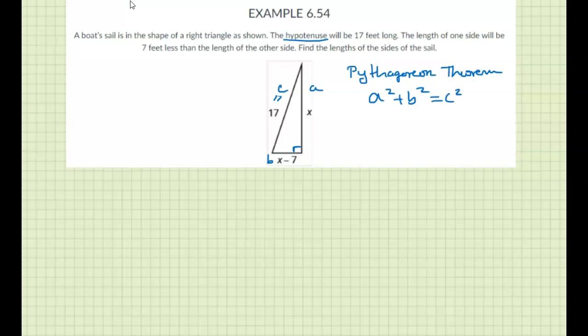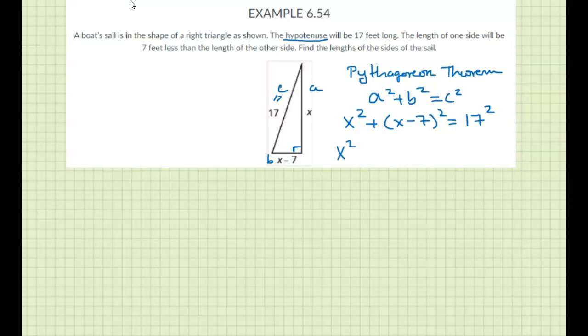Okay, so a is x, so this gives me x squared. B is x minus 7, so I'm going to put that in parentheses and square it. And c is 17, so I'm going to take 17 squared. Alright, so this is our equation. Now we need to expand this out.